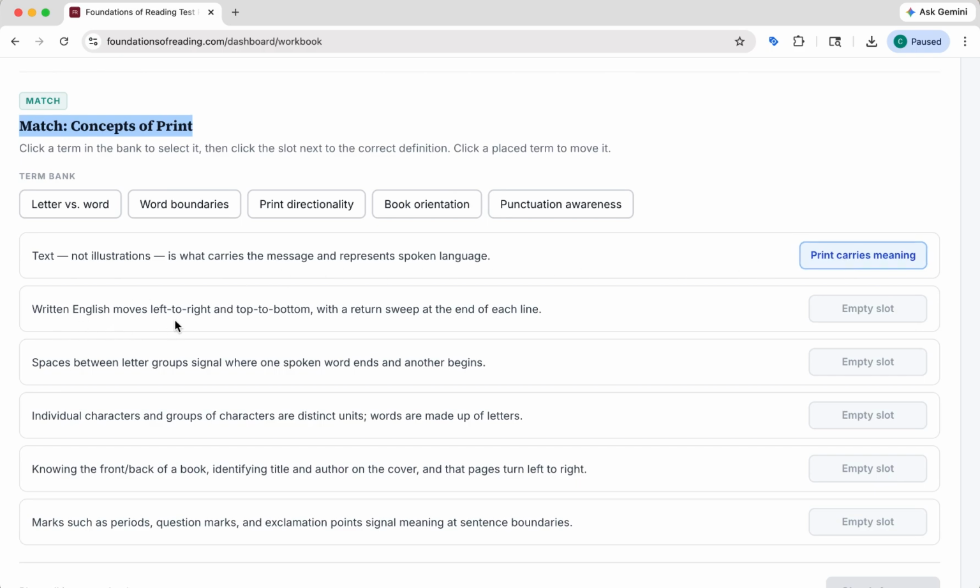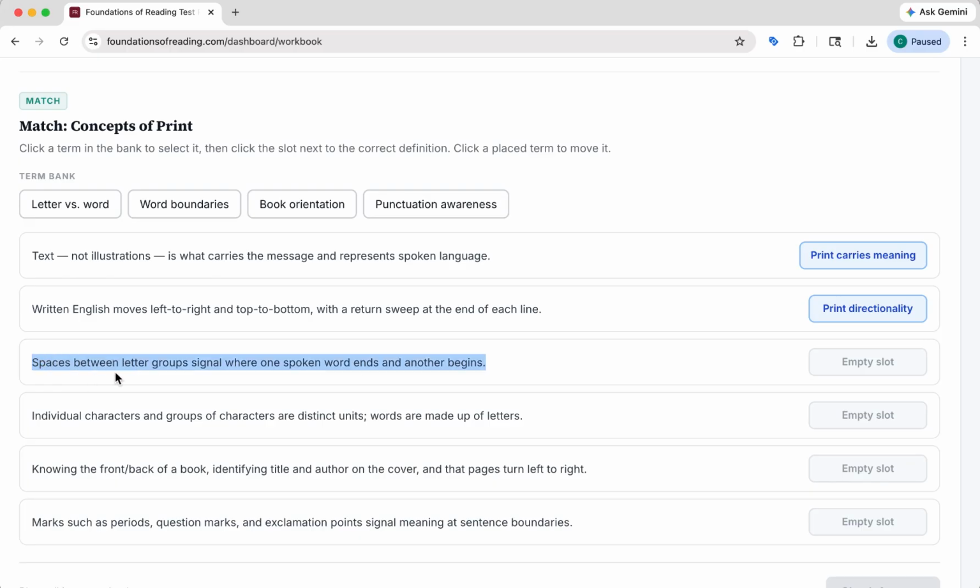Written English moves left to right and top to bottom with a return sweep at the end. Remember, that's where you sweep and then you go down here. So the children, they know they sweep, and oftentimes kids will accidentally skip a line, right? So what is that? That is print directionality. Remember, in English, we read from left to right, top to bottom.